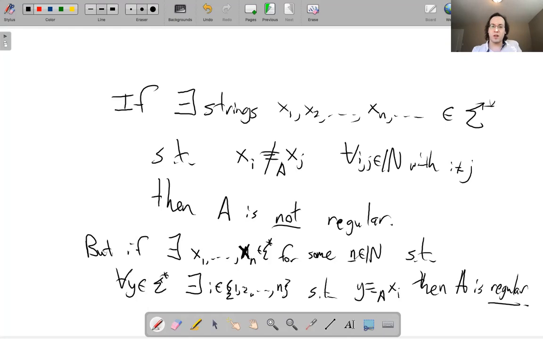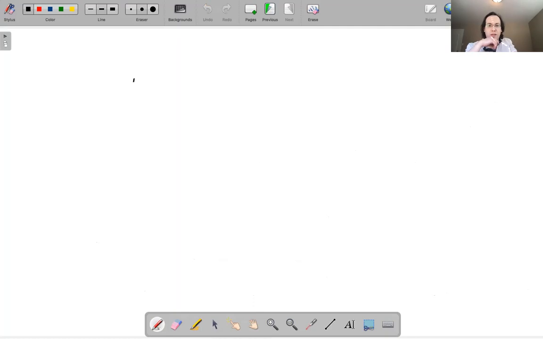You can also use it to show a language is regular, but of course, if you're just trying to show a language is regular, you might as well just construct a DFA or NFA. Usually this is not necessarily simpler than constructing an NFA, let's say. But to show a language is not regular, this can be a convenient way to do so. So let's give our usual example. Let's say that A is 0^n 1^n. This is our favorite non-regular language.